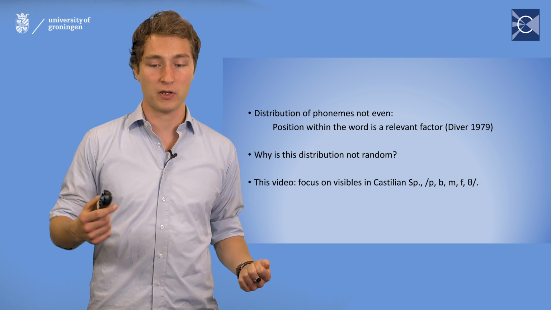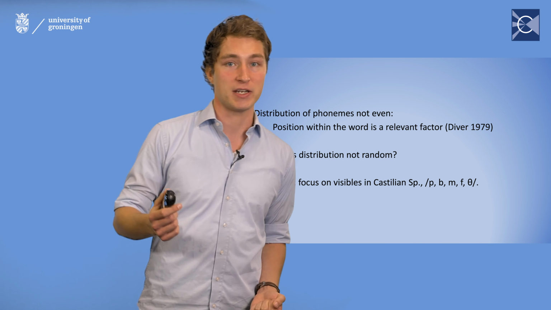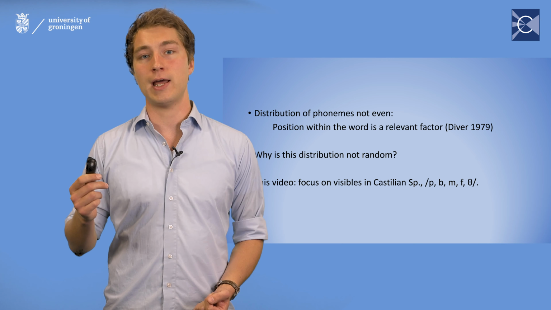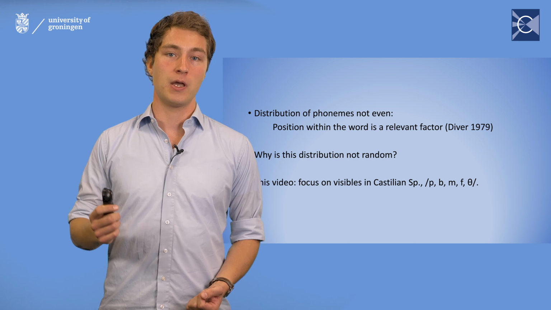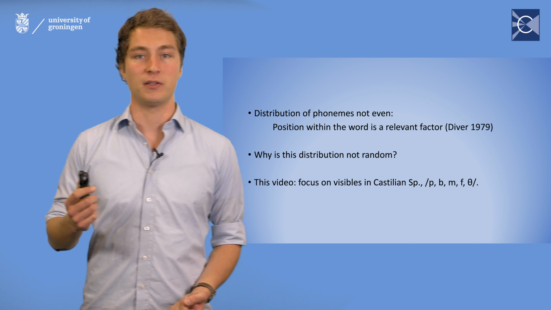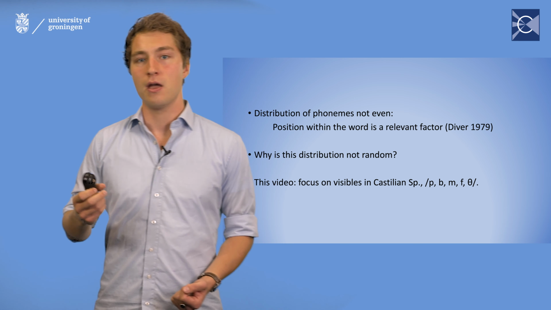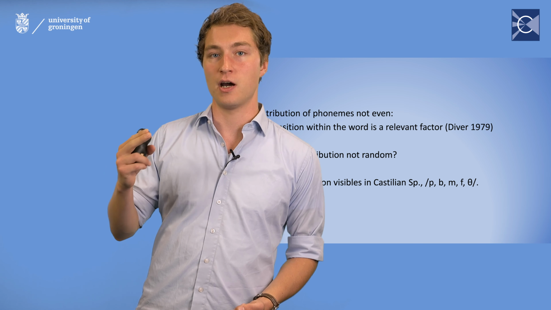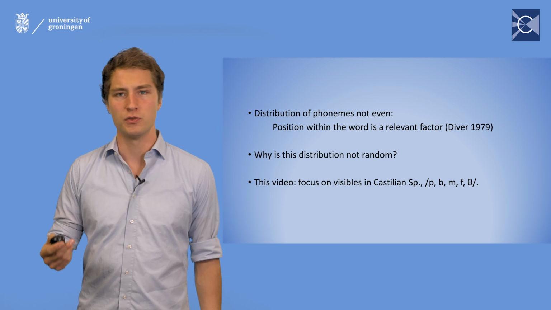And we will focus on the distribution of visible consonants in Castilian Spanish. So that will be the labial consonants in that language, p, b, m, f. And also the th sound, because as you pronounce the th sound in Castilian Spanish, the tip of the tongue goes beyond the front teeth, which makes it a highly visible consonant as well. So again, why is the distribution of phonemes not random?